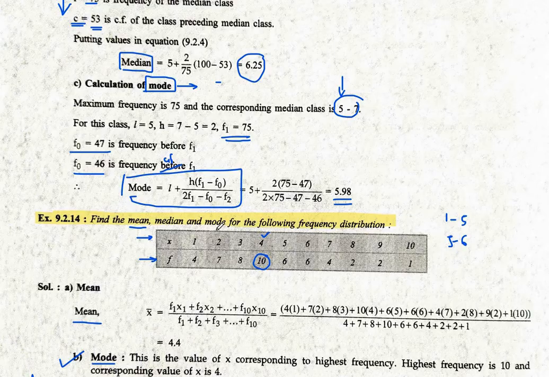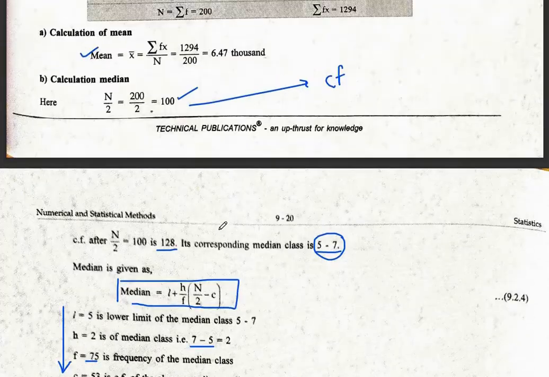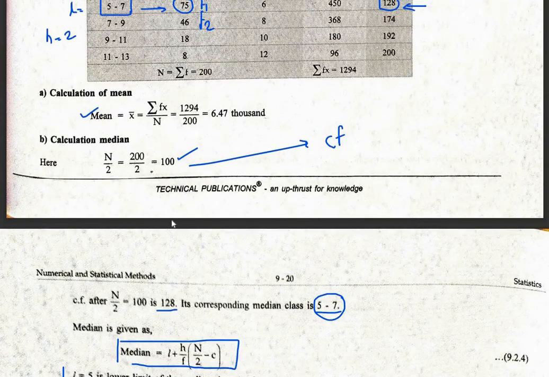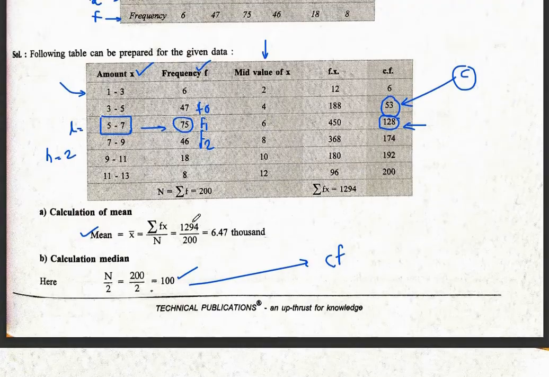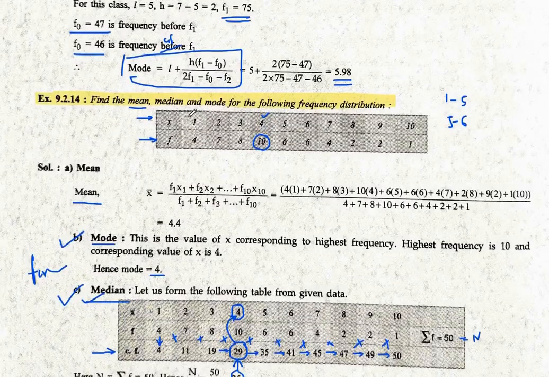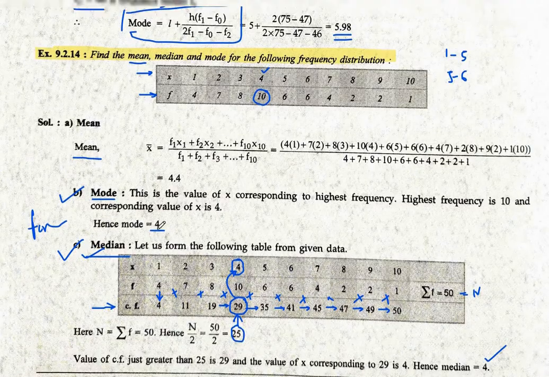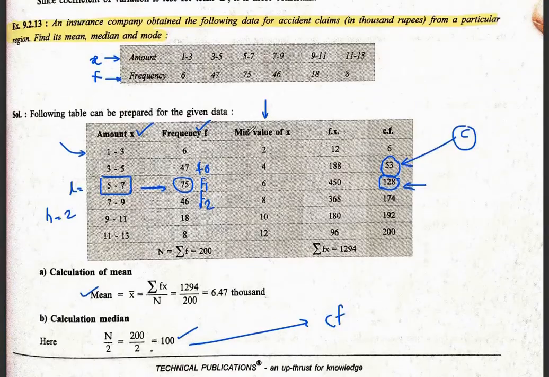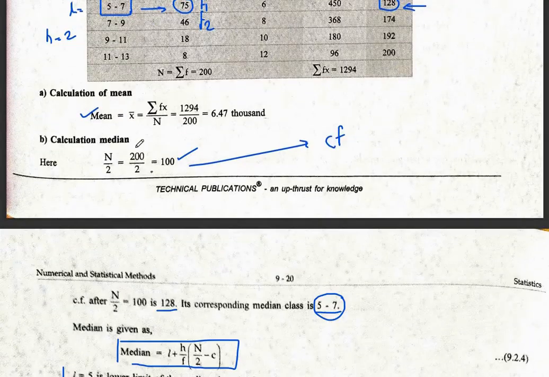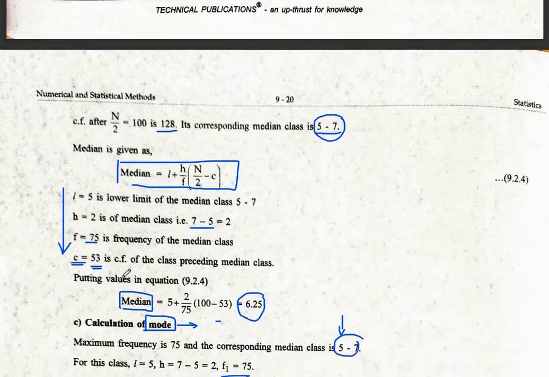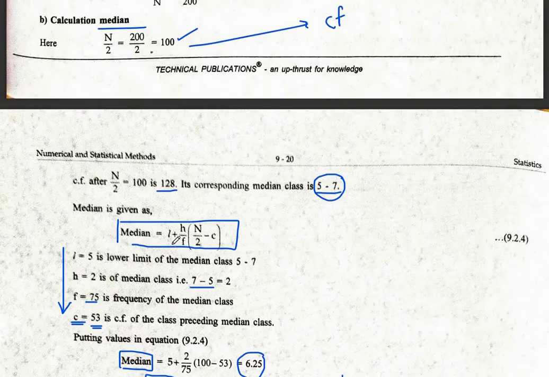So these are the two problems which are very important for the calculation of mean, mode and median. Just remember, when the exact value of x is given, we don't require the formulas. When the range of the x values is given, then we have to find the mid value of x, and then use the formula for median and mode. So you have to remember that.